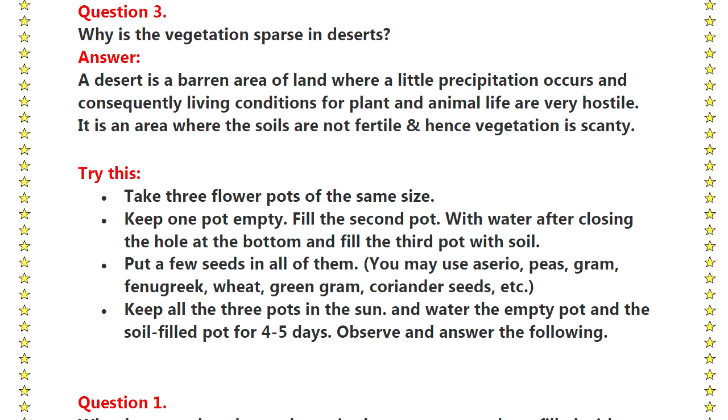Try this. Take 3 flower pots of the same size. Keep one pot empty. Fill the second pot with water after closing the hole at the bottom, and fill the third pot with soil. Put a few seeds in all of them. Then keep all the 3 pots in sun and water the empty pot and the soil filled pot for 4-5 days. Observe and answer the following.